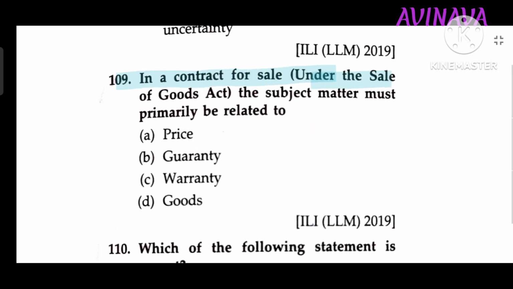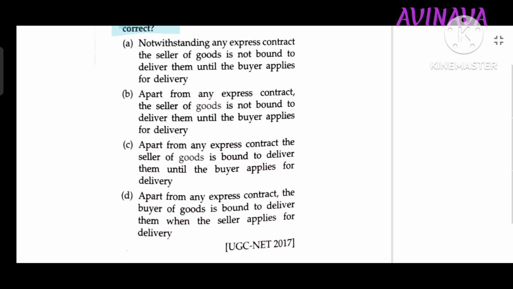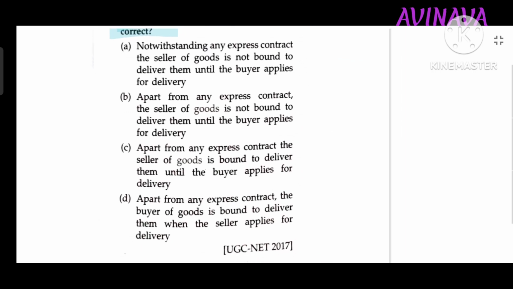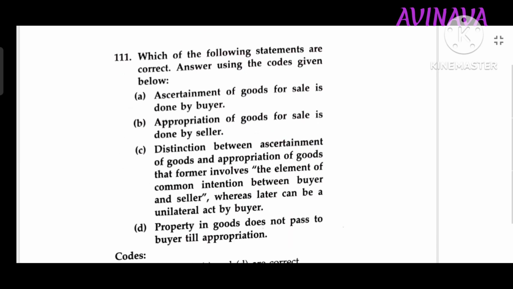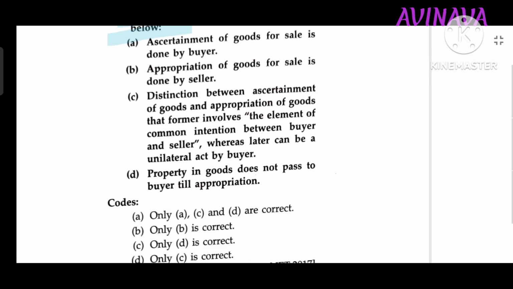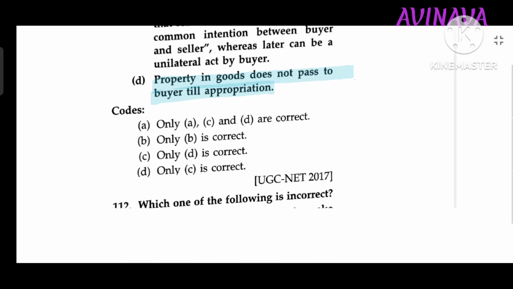In the contract for sale under the Sale of Goods Act, the subject matter must be primarily related to goods. Which one of the following statements is correct? Apart from the express contract, the seller of goods is not bound to deliver them until the buyer applies for delivery. Which one of the following statements are correct? Answer using the given code below. Property in goods does not pass to the buyer till apportionment.